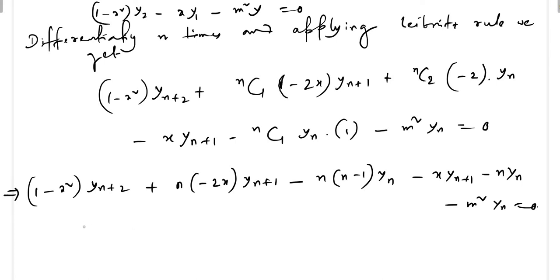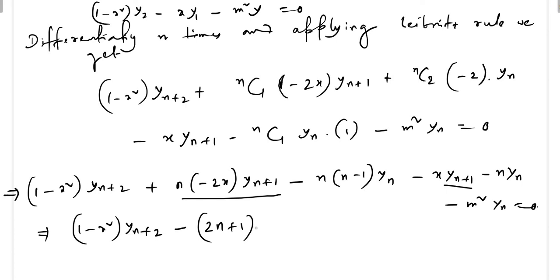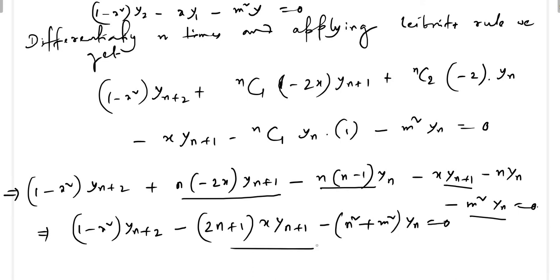I am writing the last expression, 1 minus x square into yn plus 2, and this is the yn plus 1 term. So if I take this 2, then it will be minus 2n plus 1 times x yn plus 1, and from this 2 I will have minus n square plus m square times yn equal to 0. So this is the last expression. In this way you can find out the nth order derivative.